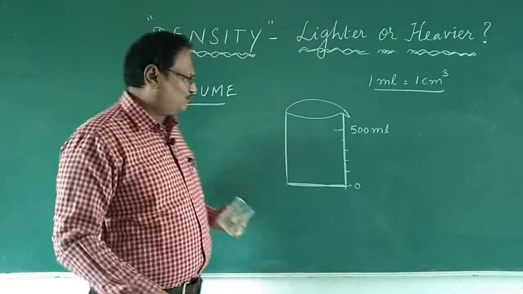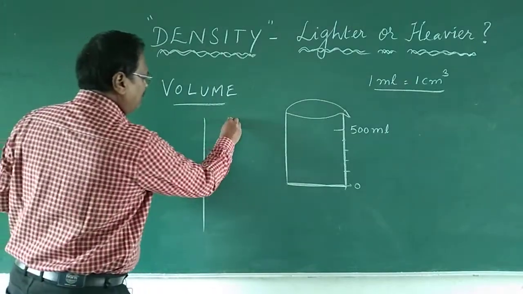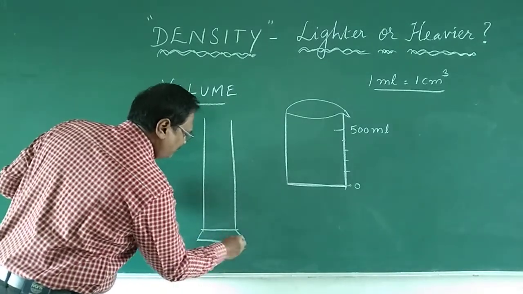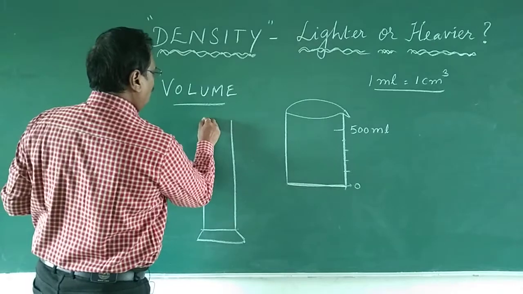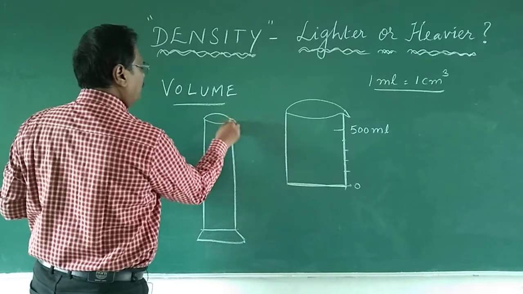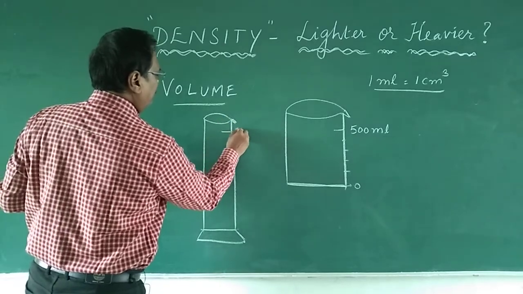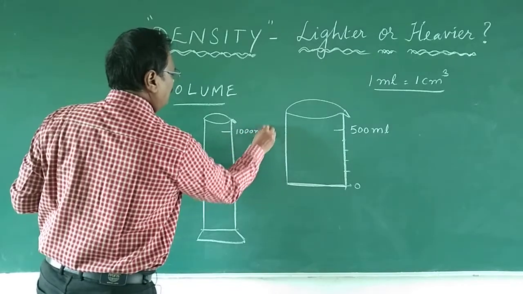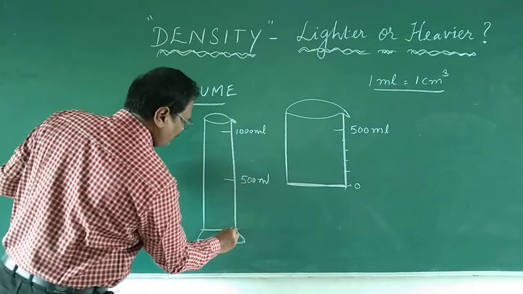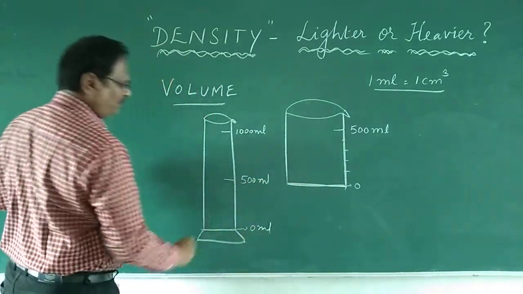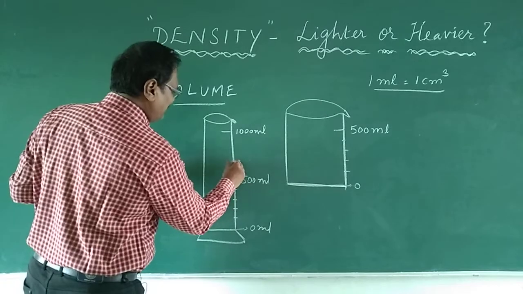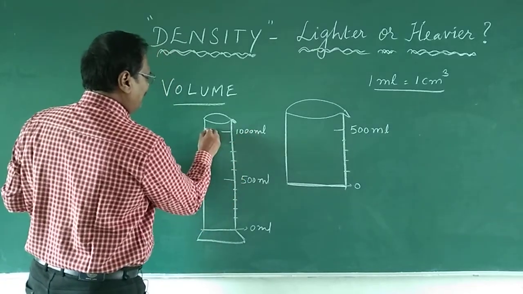Now you also can use a measuring cylinder. A tall measuring cylinder which you will see in your lab, in a chemistry lab and the physics lab, right? It also will have a small beak like this, and then it is graduated. Maybe 100 ml, 1000 ml you can say. In the middle it will be 500 ml, and here 0 ml. You start from 0 ml, 100, 200, 300, 400, 500, then 600, 700, 800, 900 and 1000 ml.